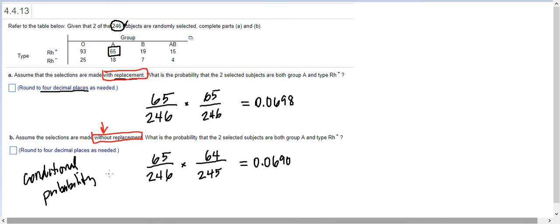This part B is called conditional probability, and so anytime the outcome of one event has an impact on later events, then we call that conditional, and we have to do this kind of math.